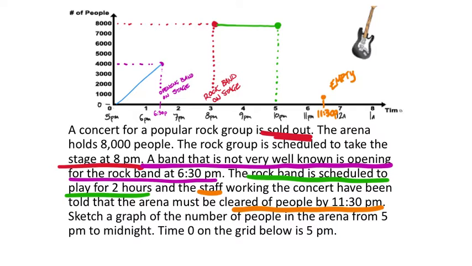I guess for me though, I would anticipate that there are going to be people. It would probably be full capacity before the rock band takes the stage because they're super popular. You know what I'm saying? And then I would connect these two lines, right? Now I made those straight lines. Is that really going to happen? Probably not, but it's a math class, okay?